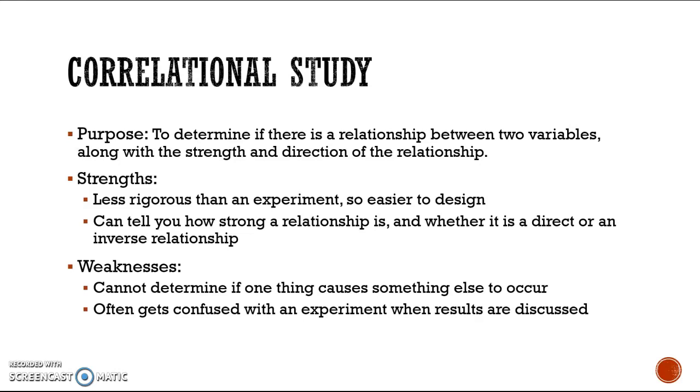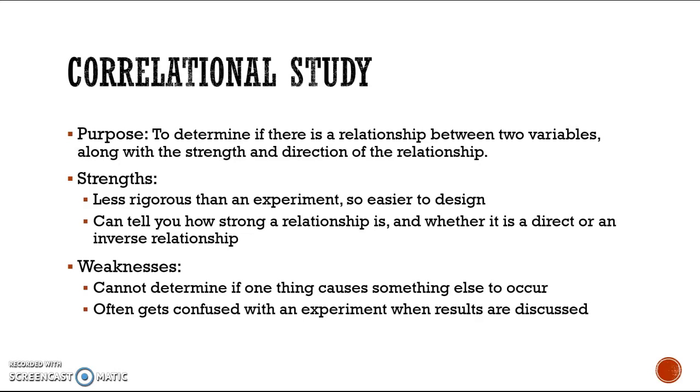A correlational study will be done and people will confuse it with an experiment and think that a cause-effect relationship has been established when it hasn't. Correlational studies will tell you if the relationship exists, what type of relationship, and how strong the relationship is. Oftentimes, researchers will start with a correlational study to help them determine if they should go ahead with an experiment.